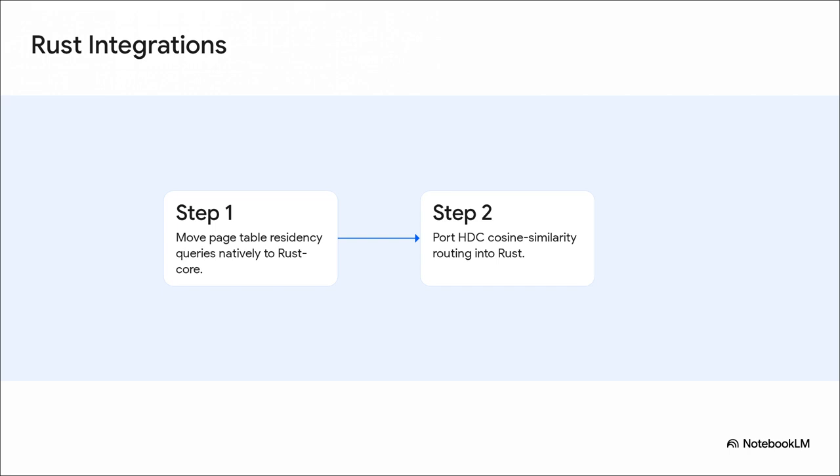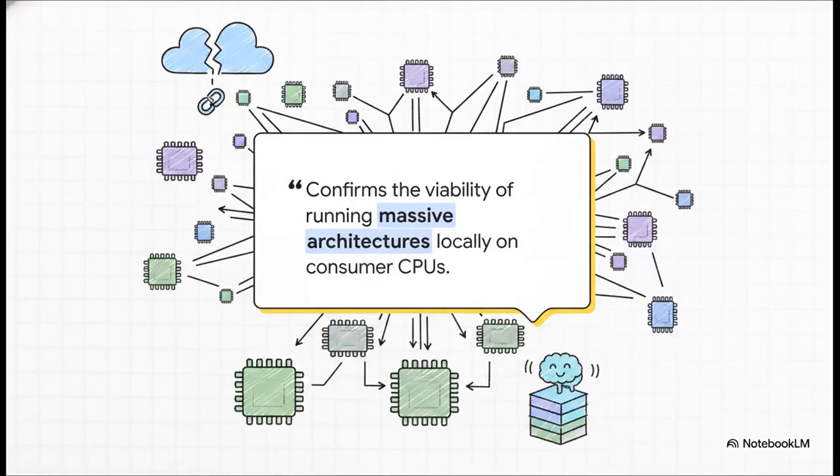Once those heavy mathematical operations are handled by Rust, we are going to see unprecedented routing speeds that native Python just simply cannot touch. I want to wrap up today's explainer by leaving you with this powerful quote right from the architecture report. The migration confirms the viability of running massive architectures locally on consumer CPUs. Think about what a profound paradigm shift this is. We are no longer chained to the cloud for advanced cognitive pipelines. With brilliant memory management, strict validation, and uncompromising isolation, having true, decentralized private AI running right on the desktop sitting in front of you isn't just a theory anymore.